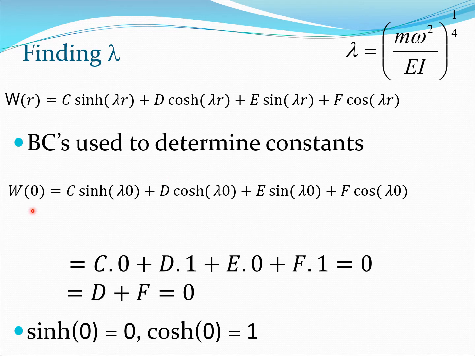We first put the boundary condition that W(0) equals 0. So we do that. We get this equation here where I have simply substituted small r equals 0 in all these functions, and therefore this has reduced to the form D plus F equal to 0. We of course know that sine 0 is 0, cos 0 is 1. We also can show that sinh of 0 is 0 and cosh of 0 is 1. So that's the first equation, D plus F equals 0.